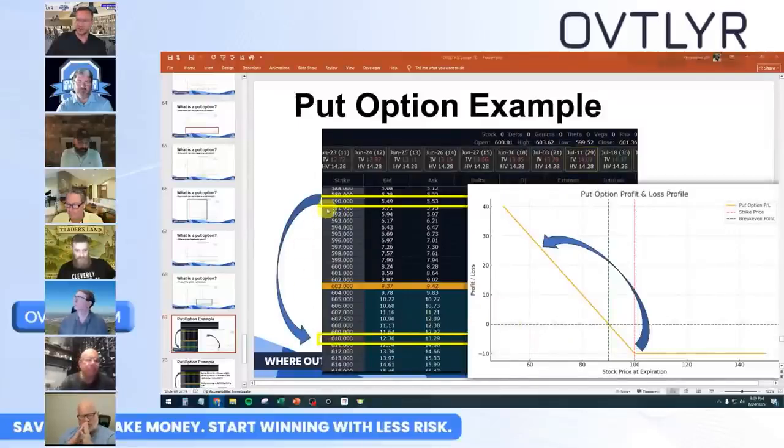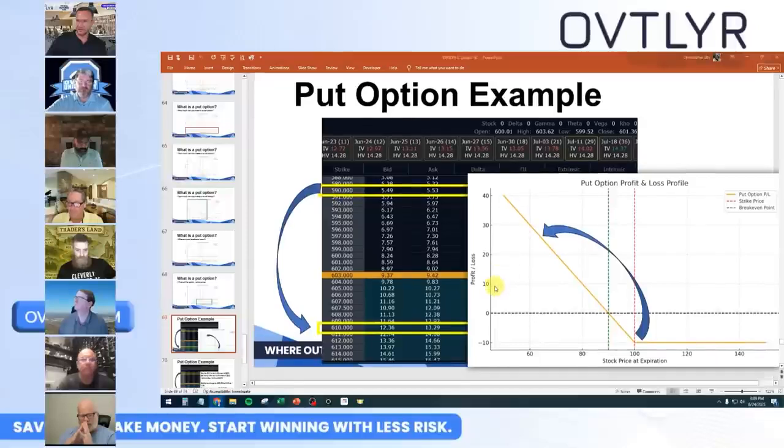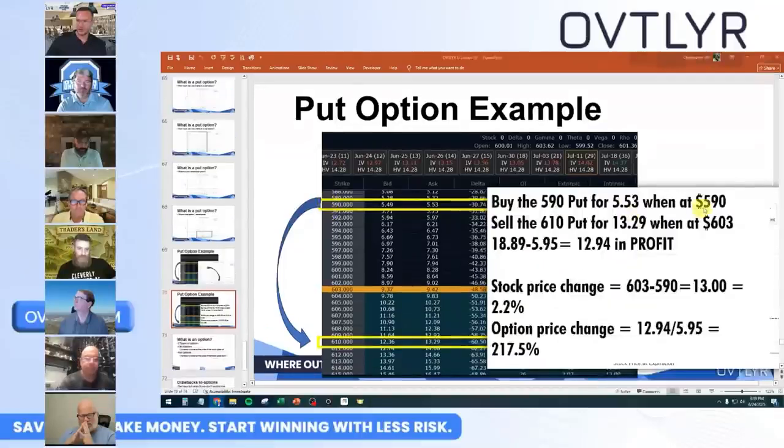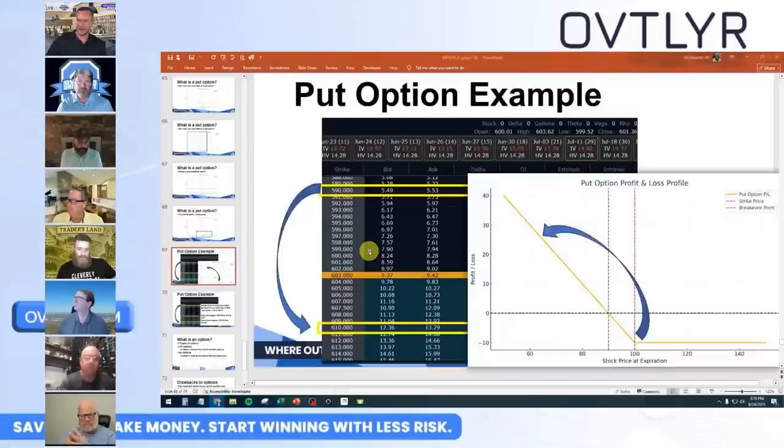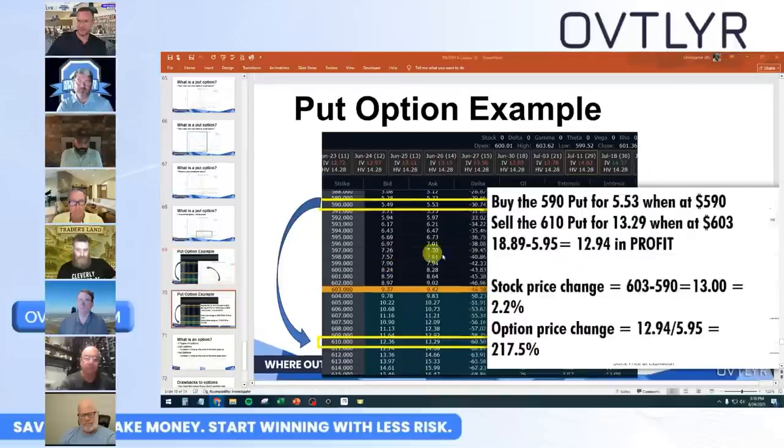Looking at this, the same thing as we did earlier, but on the flip side, if the price went from, let me see if I did this correctly, if the price went from 603 to 590, now you're going the opposite direction, and we're looking at it rising as it goes from 603 down to 590. Like our example earlier, you bought the 590 put for $5.53 when it was trading at 590. You sell that put for $13.29 when it's at 603. Now you've got a profit of $12.94. I might have got that backwards. Yeah, I think I did.